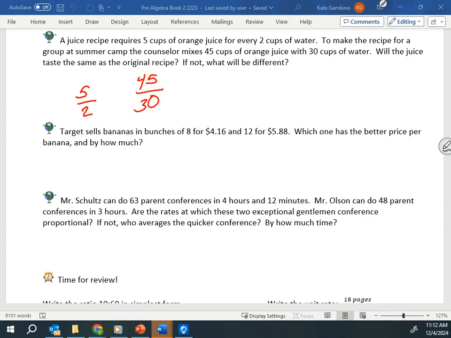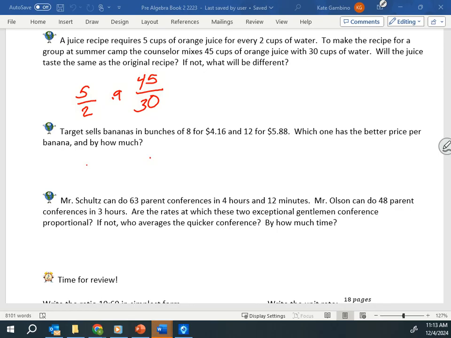First thing I'm going to check, are they proportionate? I'm going to use any of those 5. I'm going to use the scale factor. How do I go from 5 to 45? What do I multiply 5 by to get to 45? 5 times what would be 45? Robbie? 9. 5 times 9 is 45. So if I'm multiplying by 9, is 2 times 9 30?